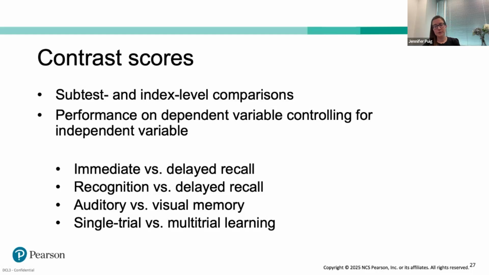Although there are some exceptions, the contrast scaled scores across the subtests, conditions, and indexes describe comparisons between immediate versus delayed recall, recognition versus delayed recall, auditory versus visual memory, and single trial versus multi-trial learning.